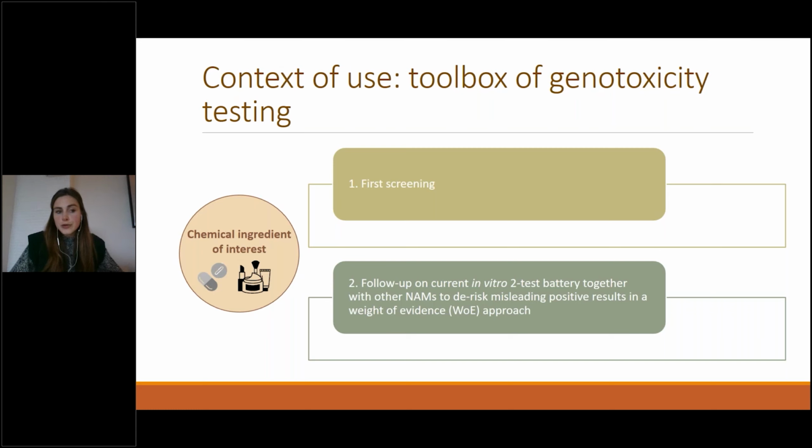So for example, having a chemical ingredient of interest, this can be a drug or a cosmetic ingredient or a food additive, for example, we propose to use GENOMARK as a first rapid screening to have an idea about its genotoxic potential. Or for example, as a follow-up on the current in vitro 2 test battery, together with other NAMs to de-risk misleading positives in a weight of evidence approach.